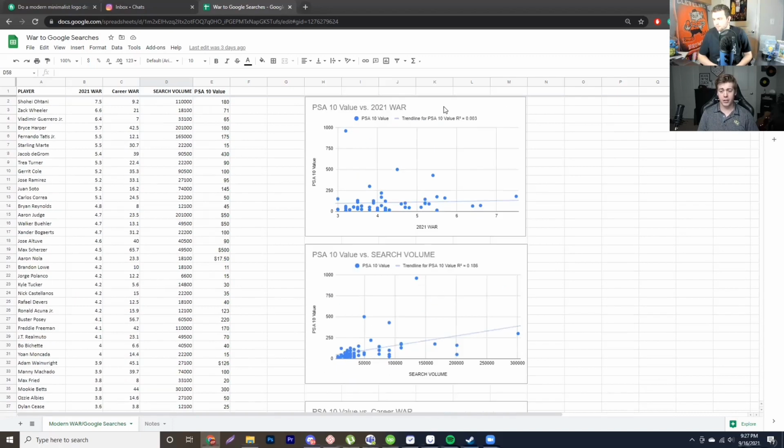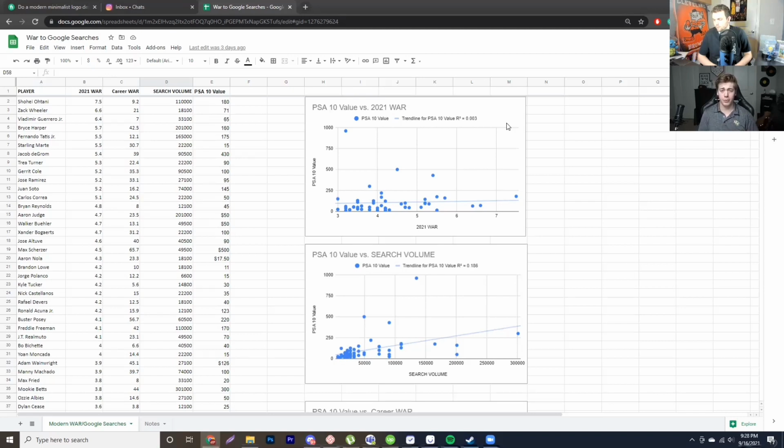We'll start with the PSA 10 value versus 2021 WAR. We got an R squared value of 0.03, which is really low. If you don't know what R squared is, it's the coefficient of determination. What it tells you is whether two different variables are related to each other. In this case, whether the PSA 10 value was related to the 2021 WAR of a player. With an R squared of 0.03, that means there's no correlation.